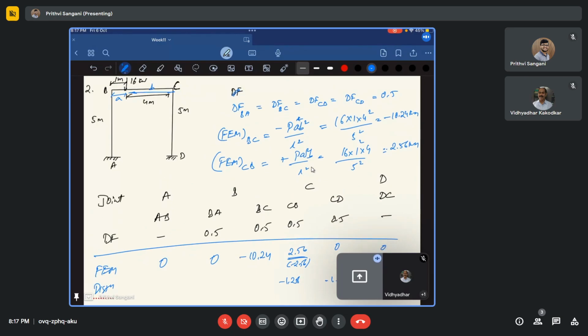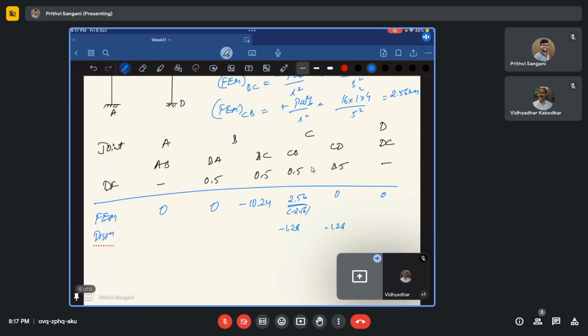My BC is having minus 10.24, but BA is 0. So what is my net moment there? The net moment is minus 10.24, but it should be 0. It should not be minus 10.24. So to make it 0, I'll be applying an external moment of 10.24 at joint B. So now my net moment will be 0 at joint B.